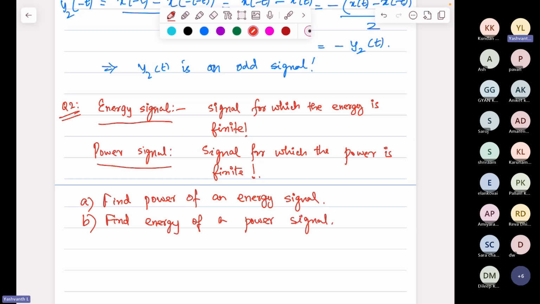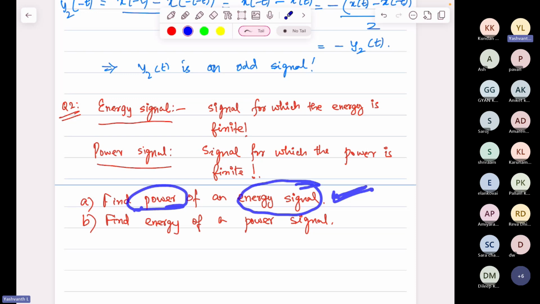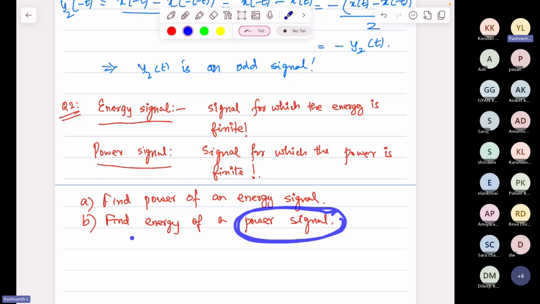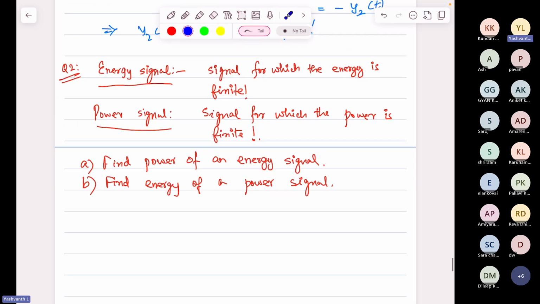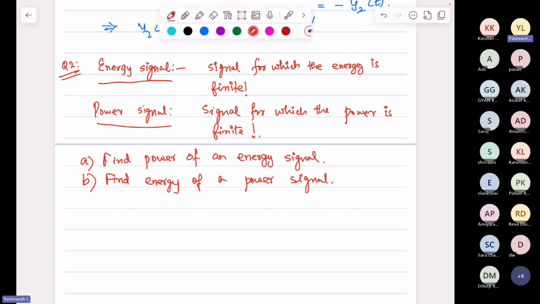Did you understand the question? What it says is, it's an energy signal and I want to find the power of it. That means the signal has finite energy, so what is the power of such a signal? Similarly, if a signal has finite power, what is the energy of such a signal? That is what this question is asking. Now let's try to find the answer.